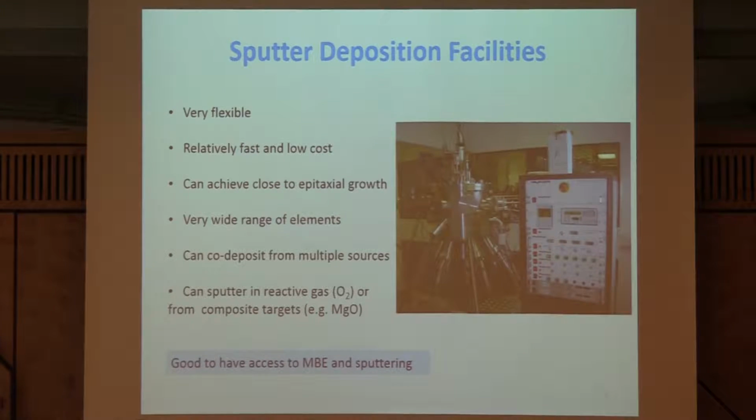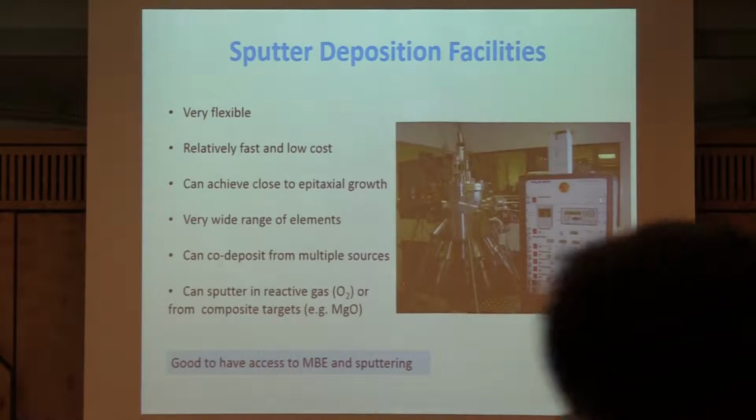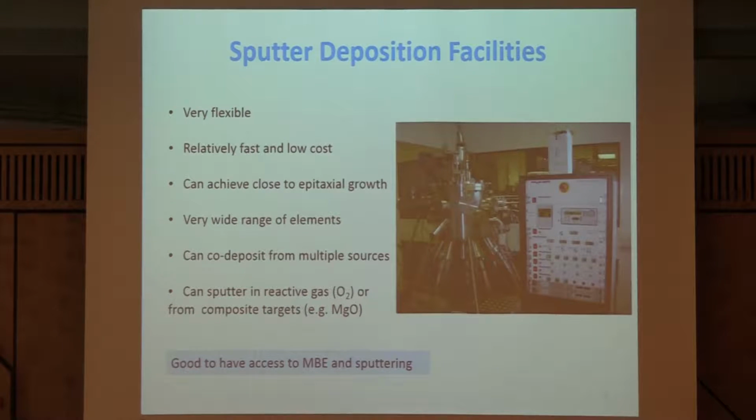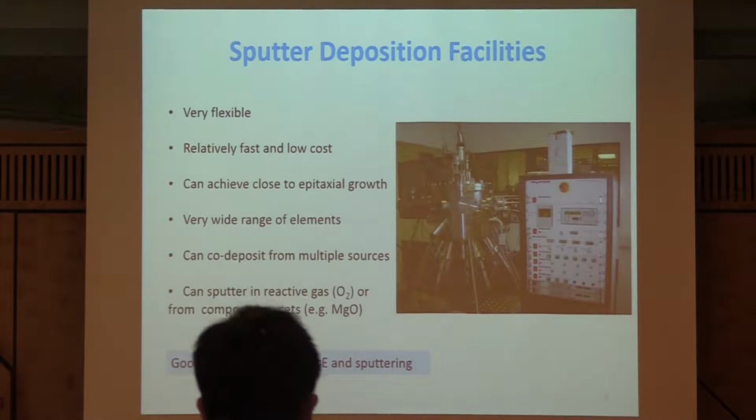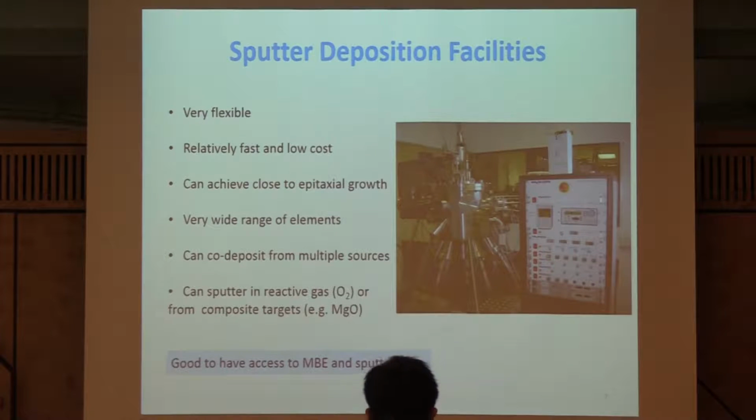Sputtering, on the other hand, can get very near epitaxial growth. It's much more flexible, it's cheaper, it's faster, so you can actually do things like grow wedges of different thicknesses across the sample, and so on. You can produce many samples very quickly. You can work with reactive gases, which is particularly good for oxides. If you can get access to both of these types of systems, then so much the better.